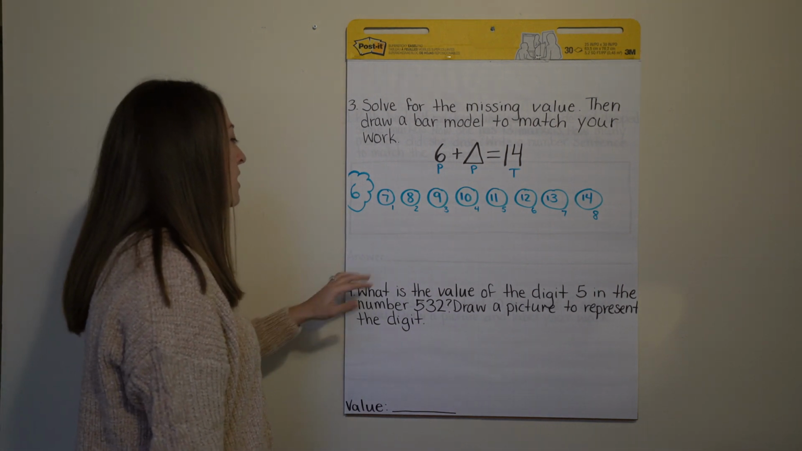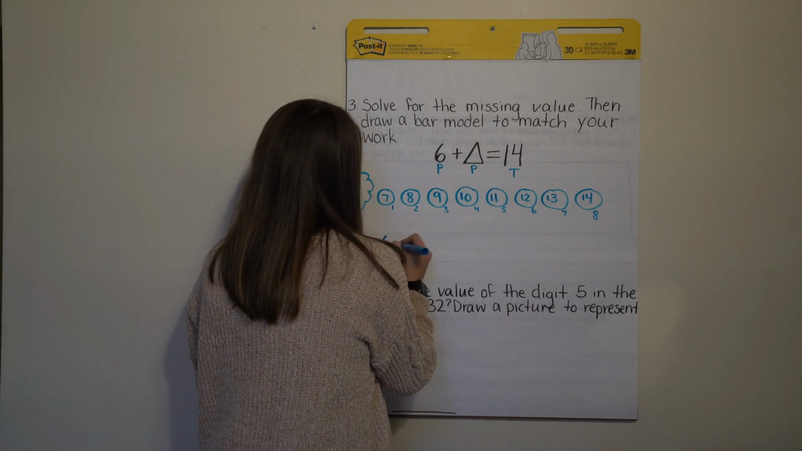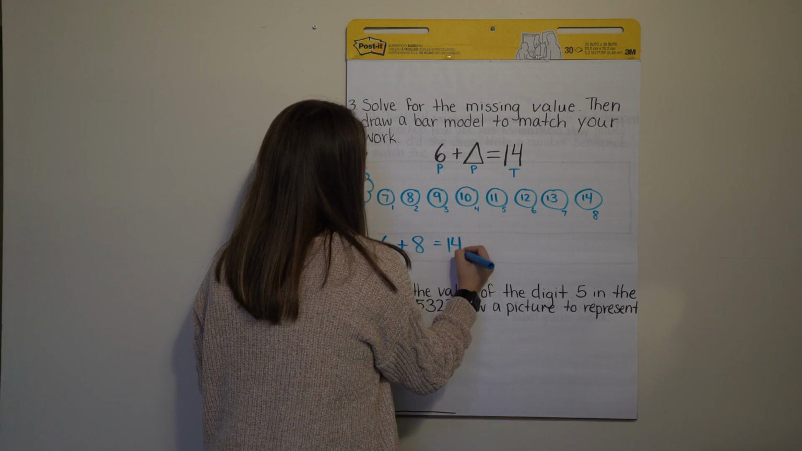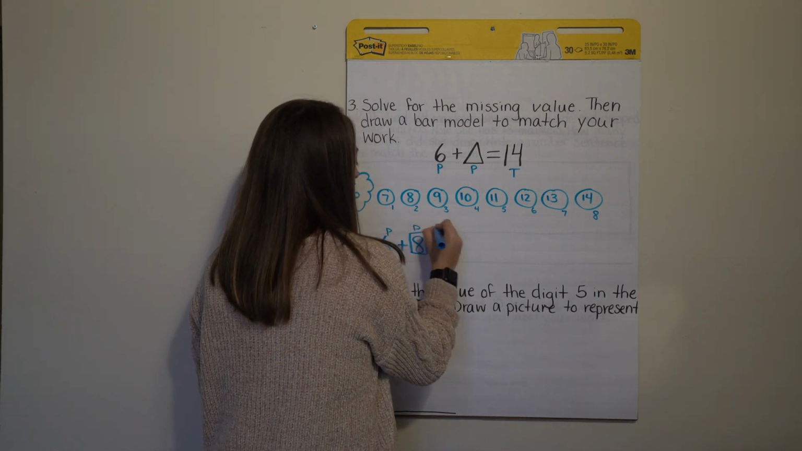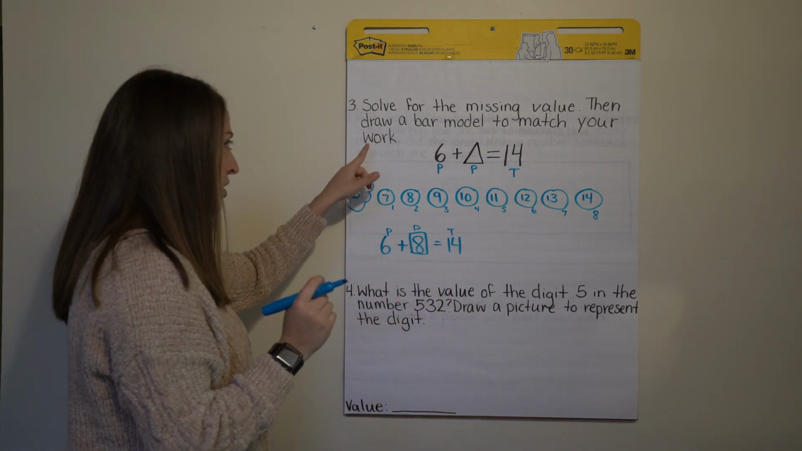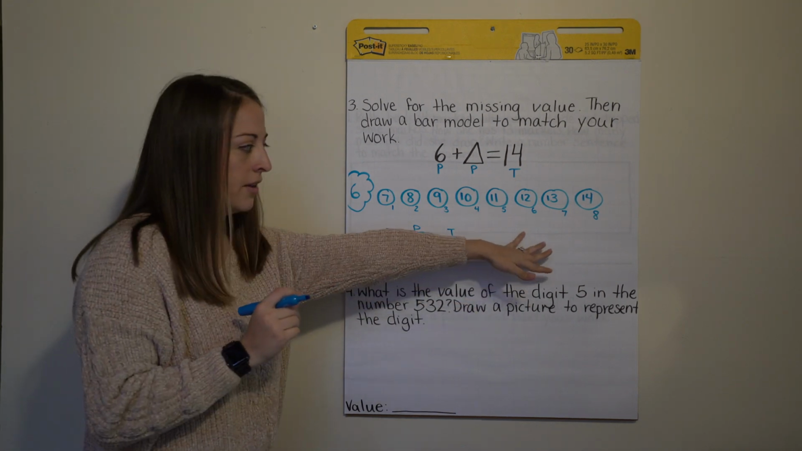Now I'm going to write a number sentence that matches my work. 6 plus 8 equals 14. I'm boxing that 8 because I knew that was the missing part. Now I want you to do the second part of the directions. Draw a bar model that matches your work. So you can do that on the side right here.